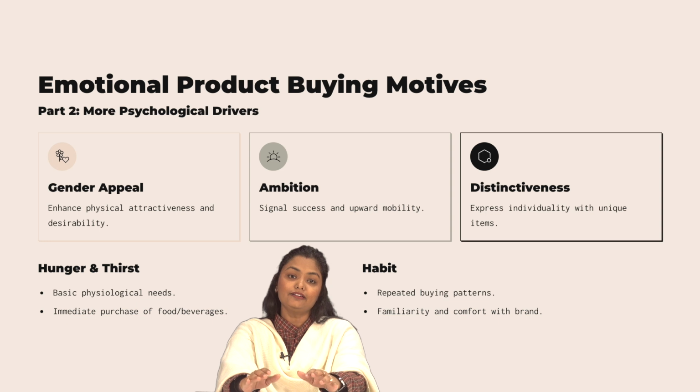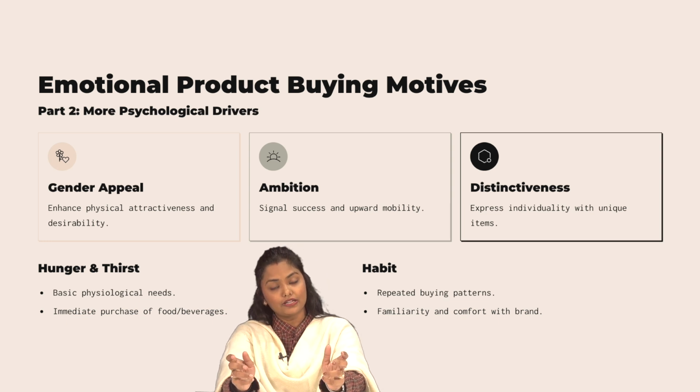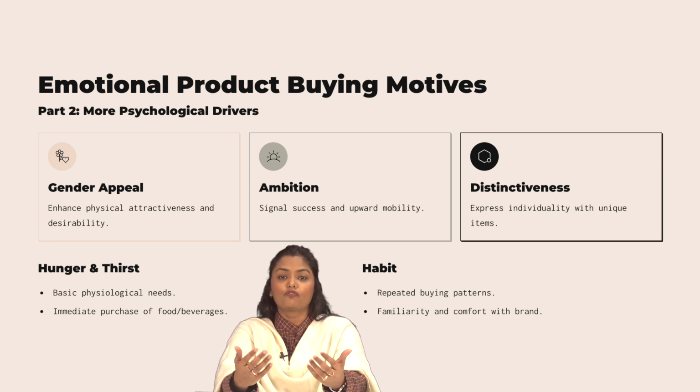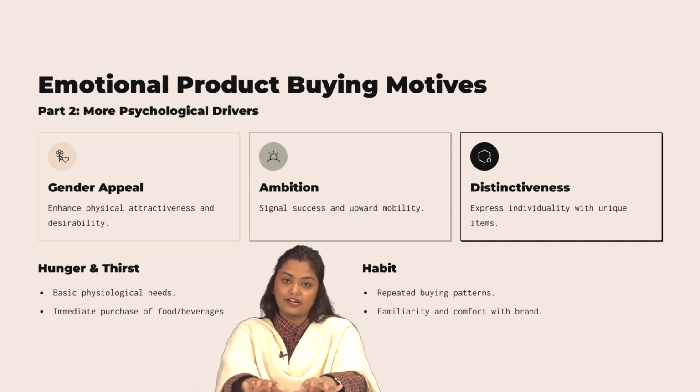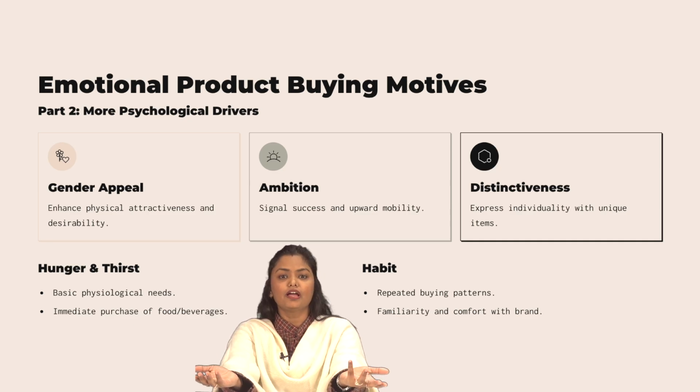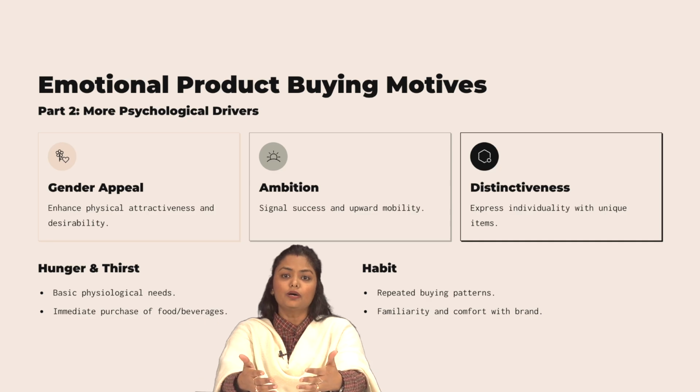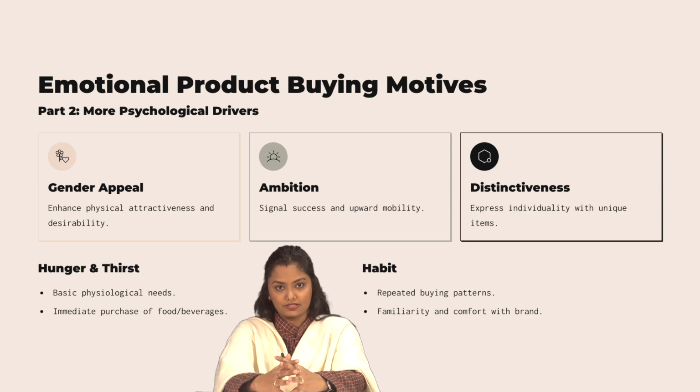Next one is hunger and thirst, which are primary emotional motives leading to the purchase of foodstuffs and drinks. Finally, we have habit. Many customers buy a product simply because they are used to it. The consumption of cigarettes or liquor is often driven by sheer habit rather than a new decision making process.